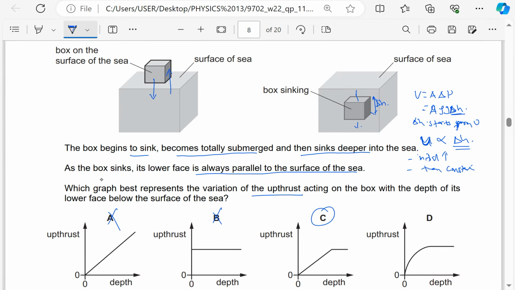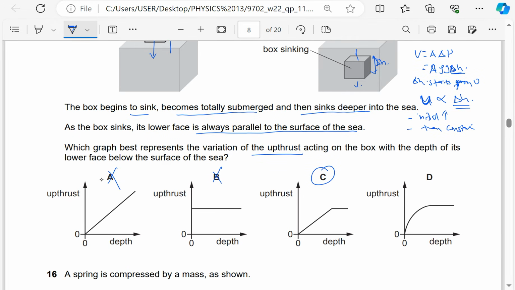The answer is going to be C because initially here, upthrust is directly proportional to the height H. Then this one is showing that when the box is fully submerged, the change in height submerged is constant. So here delta H, the depth, is constant. When the depth remains constant, the upthrust also remains constant. So the change in height remains constant, so the upthrust remains constant.